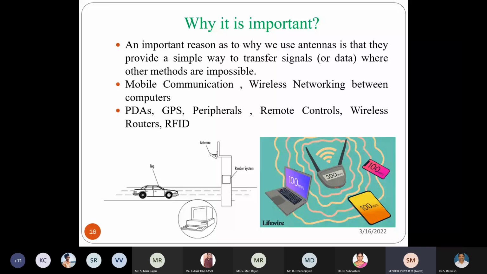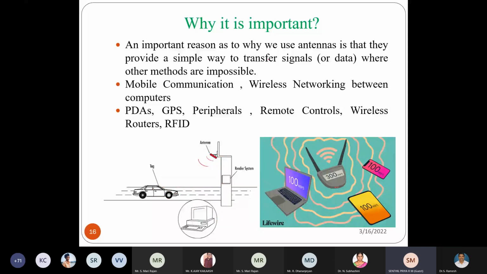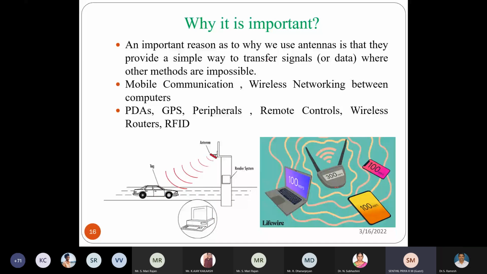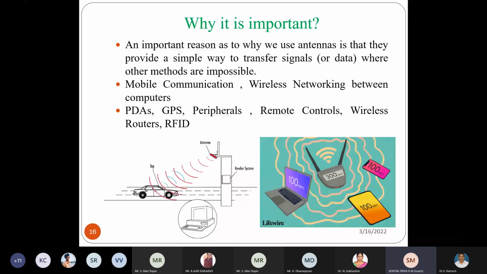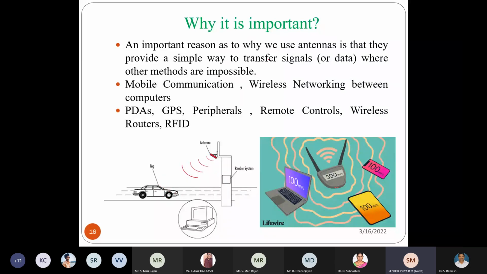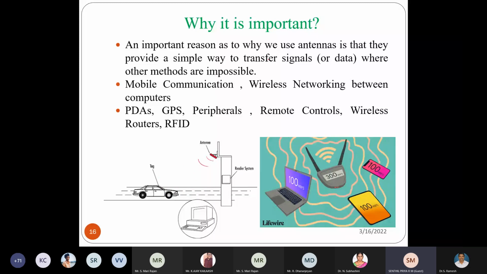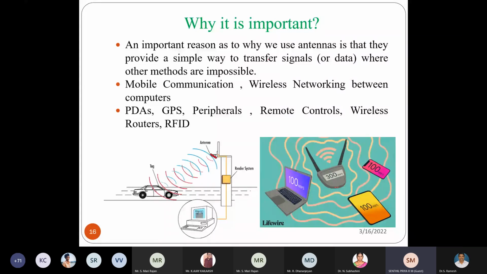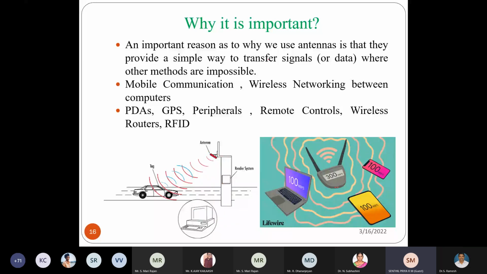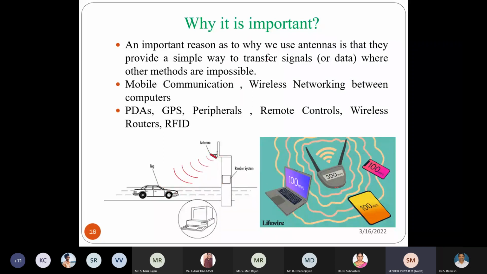I have given examples here: mobile communication, wireless networking, PDAs, that is personal digital assistants, then GPS. Nowadays we go for Zomato, right? Ordering anything on Swiggy, we track whether the person has started their journey or not. We use Ola, which is a GPS system, right? Again, a lot of wireless peripherals we are using, and remote controls, wireless routers, RFID tags, that is radio frequency identification.